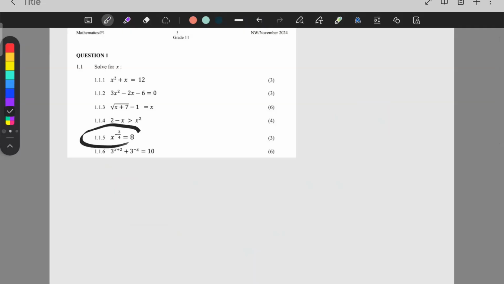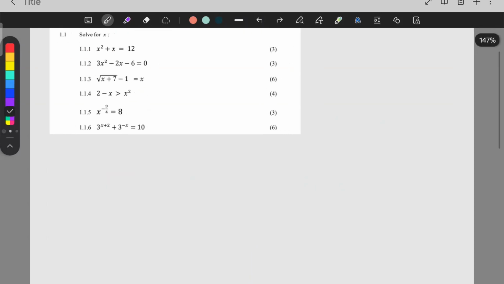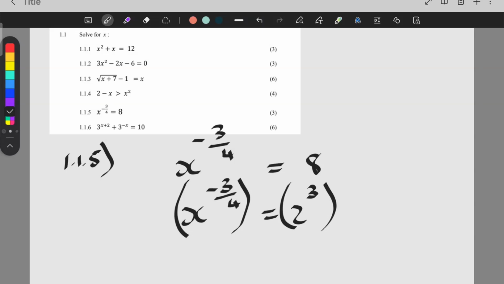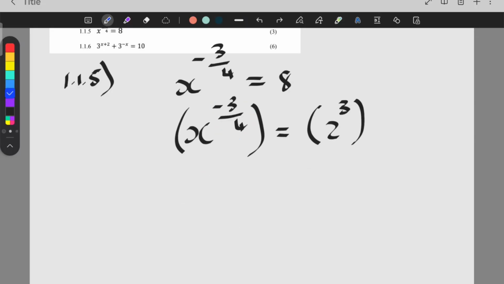Okay, our next question is 1.1.5. So 1.1.5: x to the negative 3 over 4 is equal to 8. What you can do is, let's rewrite the question, but let's change 8. 8 you can change to 2 to the 3. And now you multiply this power with the reciprocal. So if this is a negative 3 over 4, I'm going to multiply this with negative 4 over 3. So if this is a negative, this is a negative. If it's a positive, it's a positive. But what you do on the left-hand side of the equation, you must do on the right. So negative 4 over 3.